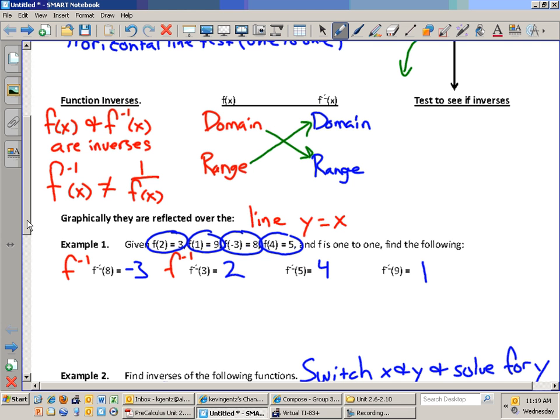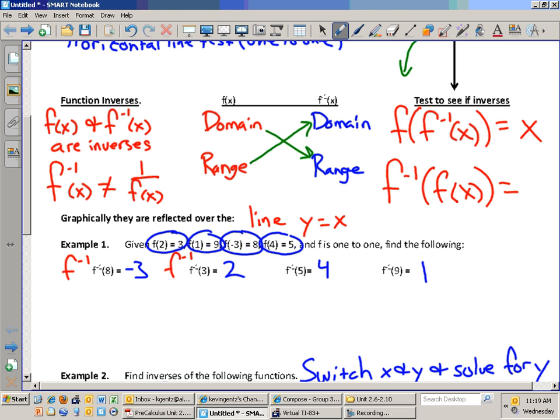You make a composition function. If I do f of f inverse of x, I should get x. That's not enough, though. You got to test the other way around. You also have to do f inverse of f of x, and that should also produce x. If you could create two composition functions and have them work out to where they both get x, then we've done our job.